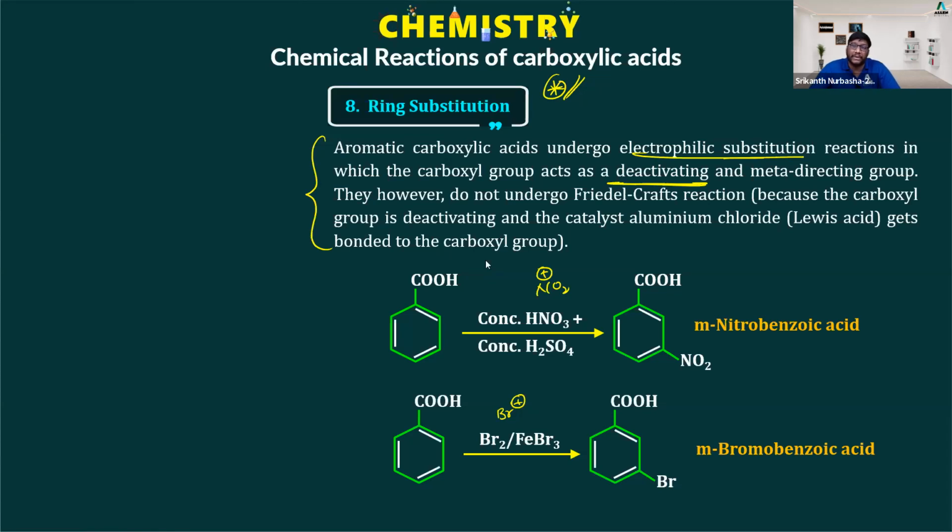And these are all deactivating groups. That is why they do not undergo electrophilic substitution at a greater rate. Whenever we have an electron donating group, they will obviously have a greater rate toward the electrophilic substitution reaction when compared to electron withdrawing groups.